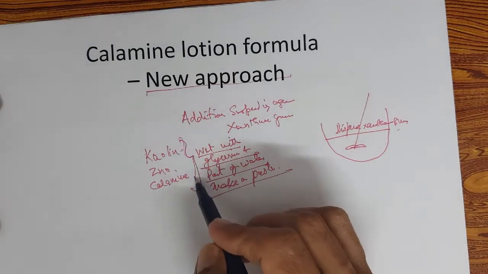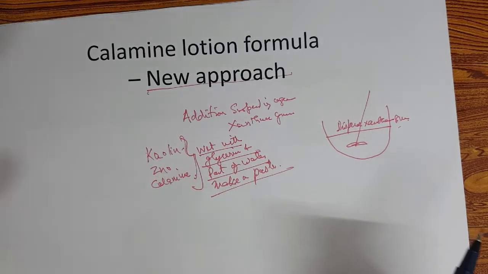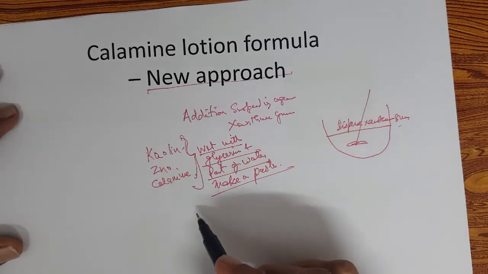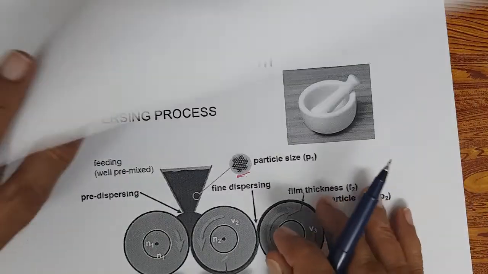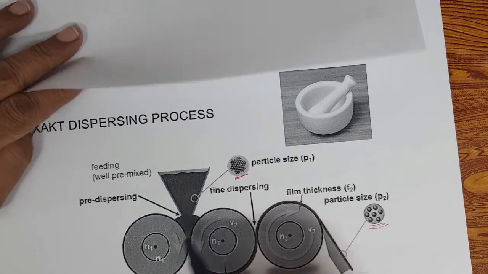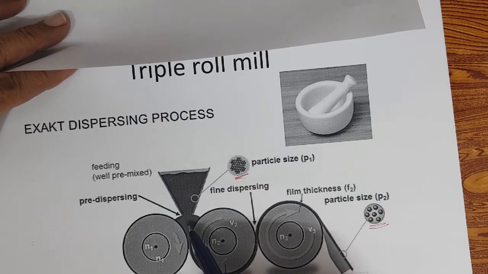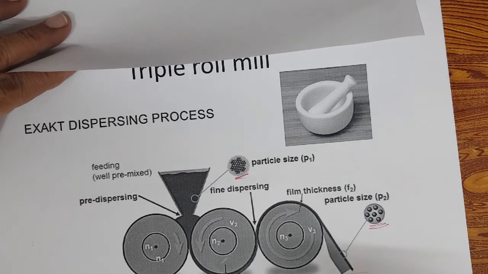Now, this paste has to be like whatever we do in the mortar and pestle, that sort of thing in the factory. There are a lot of other techniques. One such technique is a triple roll mill, right? When you make this paste, what happens? This is a triple roll mill. Right, so you have to charge the paste here and it is blended, it passes through the rolls and it comes out like a film here.